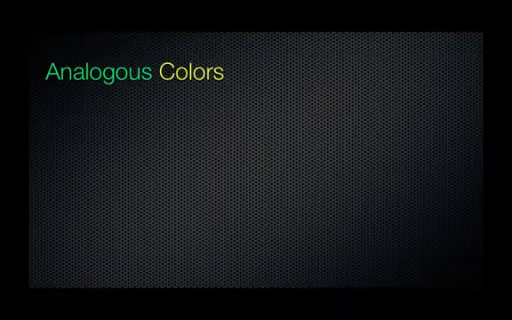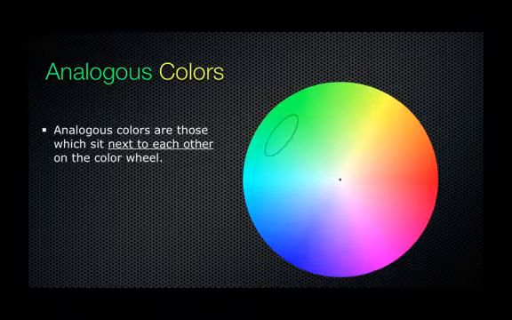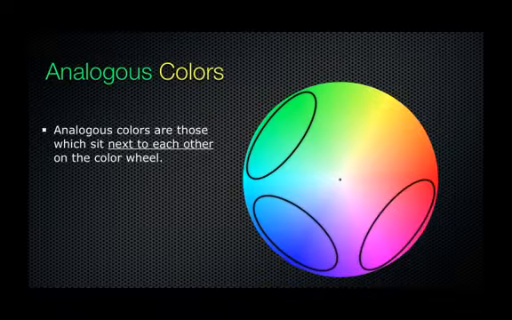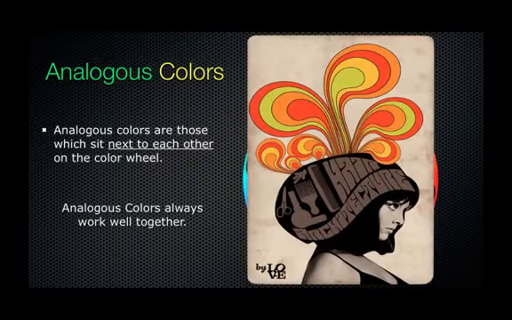Another color combination that's pretty popular is the use of analogous colors. Big word, analogous colors, sometimes also known as harmonious colors. And analogous colors are those that sit next to each other on the color wheel. So here's our color wheel. Anything that's next to the other will usually look pretty good. So here's an example of analogous colors being used. Red, orange, yellow all work pretty well.